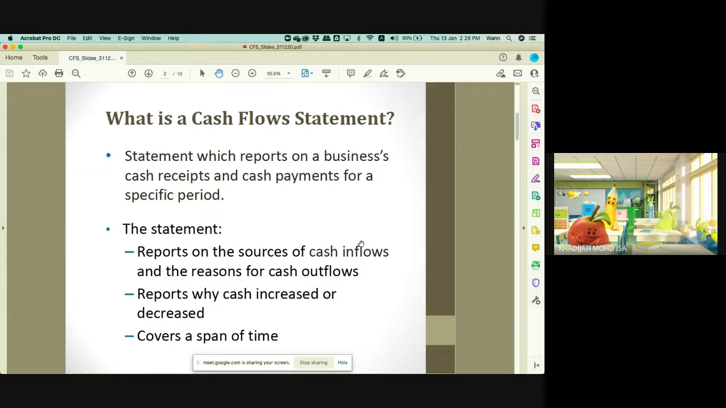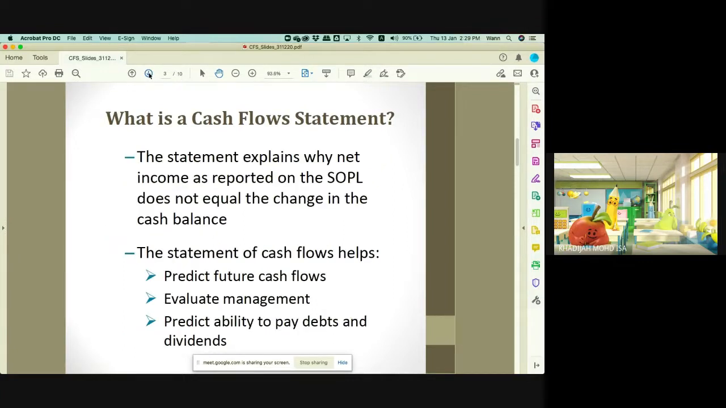So it gives you the summary of the movement of the cash, right? And then the statement explains why net income as reported on the profit and loss does not equal the change in the cash balance. Remember that in accounting, we are using the accrual method. Cash basis accounting is where you record your entry only when you receive cash or you make payment.